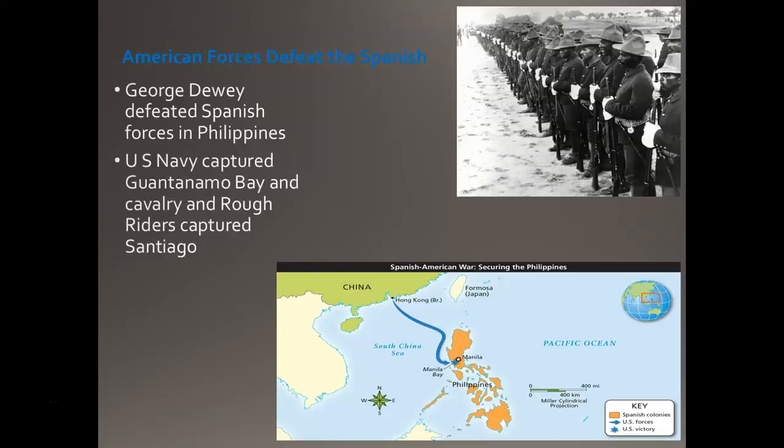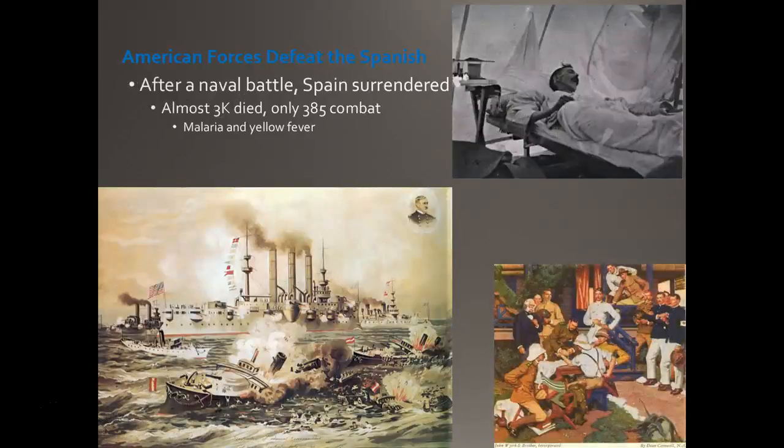Around the same time, we have the U.S. Navy capturing Guantanamo Bay, and then we have the base there established. So we have the cavalry and the Rough Riders go and actually capture Santiago, which I think I have a map of here. But here's a picture of the Rough Riders, or part of the Rough Riders. No, I don't have a map of that.